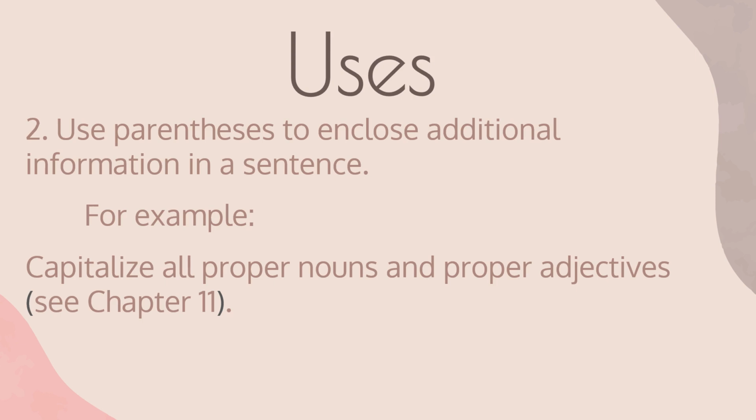Use parentheses to enclose additional information in a sentence. For example, capitalize all proper nouns and proper adjectives. See chapter 11. So, if this sentence is written in a book, the information see chapter 11 tells us to go see that chapter if you want additional, more in-depth detail about what has been said in the sentence.